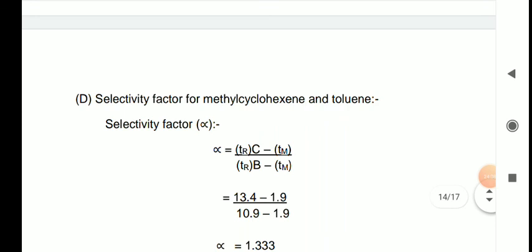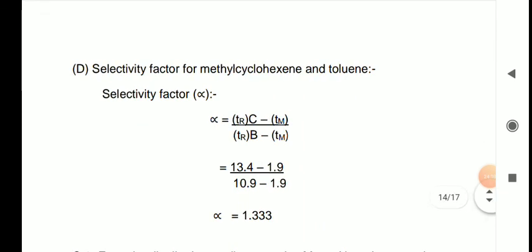So that concludes the numericals of chromatography, and that concludes the introduction to chromatography. We will start with the next topic of gas chromatography in the next lecture.